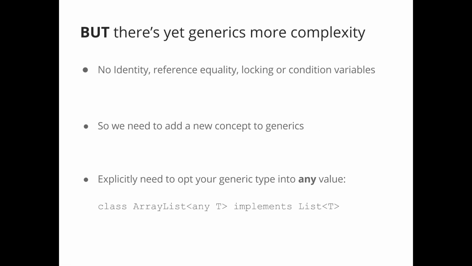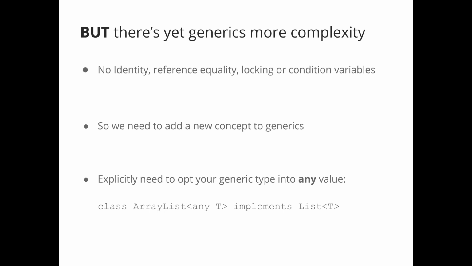But there are downsides to the introduction of these value types, and the downsides primarily come in terms of more complexity in generics. With value types, as I said, there's no header, there's no mark word, so there's no way of doing reference-based identity checks, or reference equality, checking two objects are the same object, or locking on them, or doing condition variables, so calling wait and notify on the object. You just don't get that.